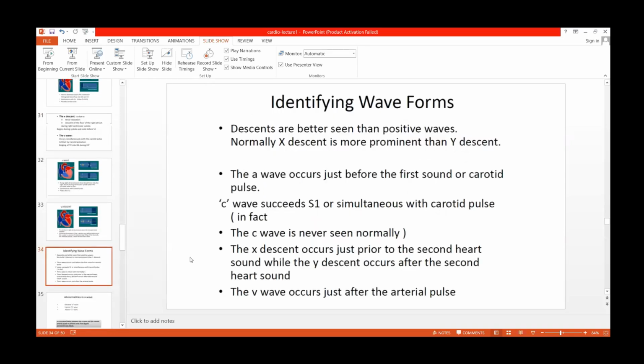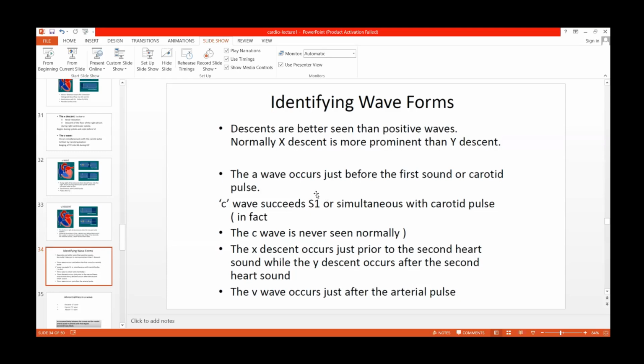So A wave occurs just before the first heart sound or carotid pulse, and C wave succeeds S1 or is simultaneous with carotid pulse, and you can't see C wave. The only condition in which you can see C wave is TR. And the X descent occurs just prior to the second heart sound, while the Y descent occurs after the second heart sound. These two important points. With the second heart sound, you can identify the negative waves.